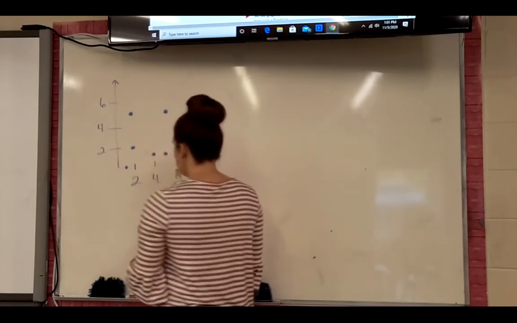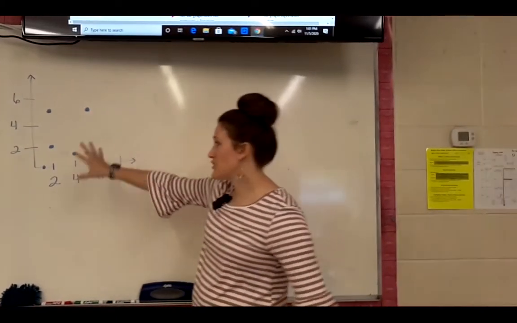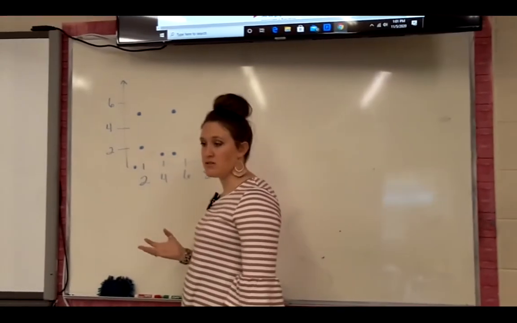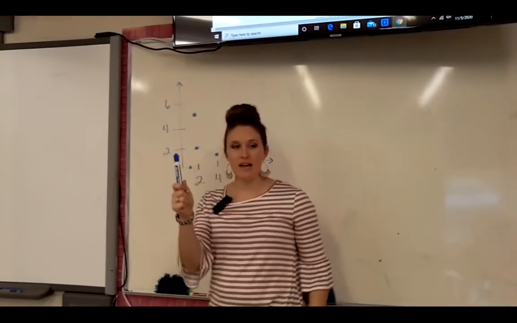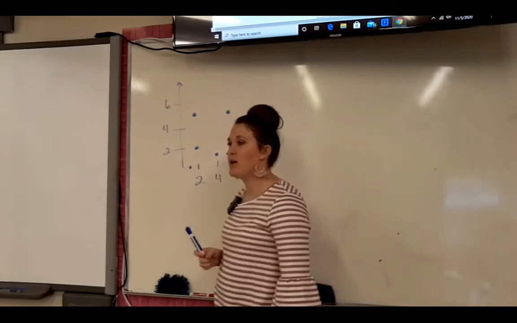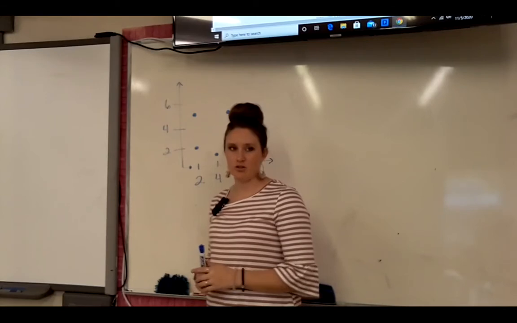Okay, so when you're looking at a graph and you were talking about the vertical line test, there's no lines on this one, it just has points. So you take your pencil, straight up and down, and if you lay it on your paper and it passes through more than one point, it is not a function.